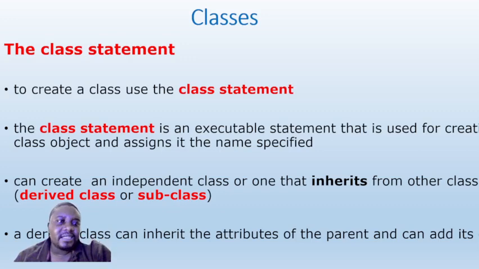So, the class statement: to create a class, use the class statement. The class statement is an executable statement that is used for creating a class object and assigning it the name specified. You can create an independent class or one that inherits from other classes, called derived classes or subclasses. A derived class can inherit the attributes of the parent and can add its own.